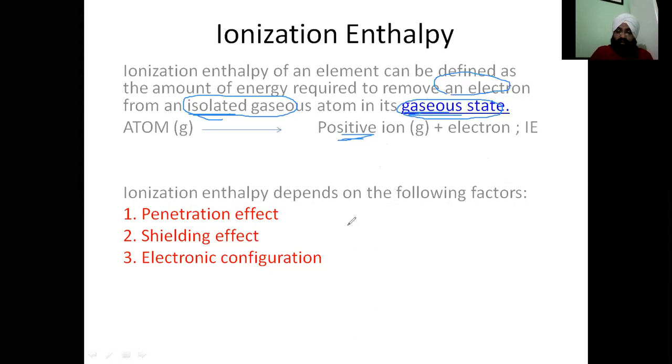Now, what are the factors on which it will depend? These are the penetration effect, how close the electron is to the nucleus; shielding, whether there are any orbitals in between the nucleus and the electron to be removed; and then the electronic configuration, whether it is fully filled, half filled, or what kind of electronic configuration the atom has. So we'll discuss these factors one by one.